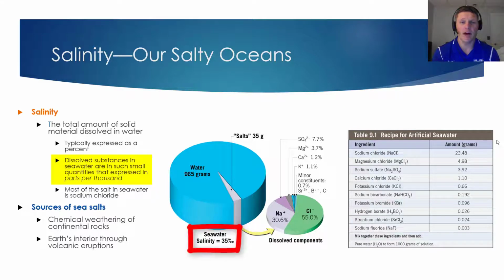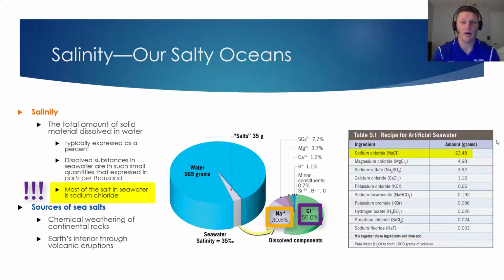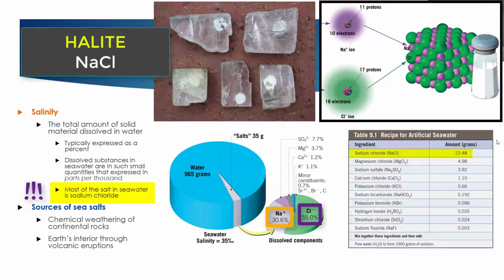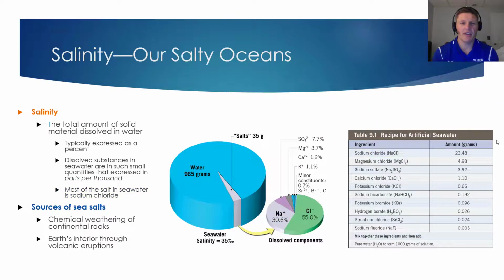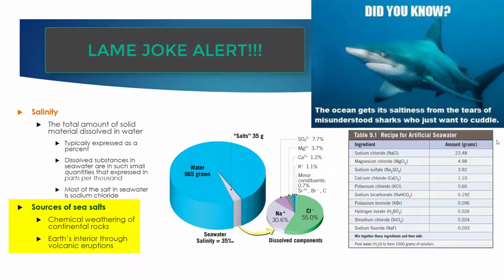And to represent parts per thousand, we typically use a percentage sign with an extra O in the denominator, as shown here. What's important to note is that most of the salt in seawater is sodium chloride. We actually learned about sodium chloride when we talked about rocks and minerals. And you may recall that the mineral halite is sodium chloride. However, keep in mind that in seawater, the sodium chloride is dissolved, meaning that we see sodium ions and chloride ions. Now, a question you might be asking is, where does the salt in seawater come from?